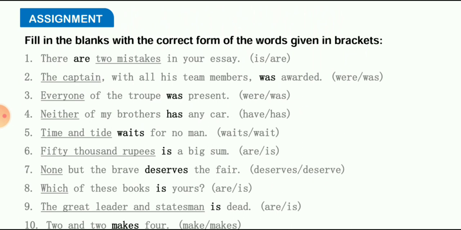Time and tide denotes the same idea, that's why we will use a singular verb. Weights. 50,000 rupees is an amount, so we will use a singular verb, "is". None but the brave deserve. Actually, the brave is plural, but none is singular and is the subject of the sentence, so we will use a singular verb, "deserves". Which of these books is yours. Which is singular and the subject of the sentence, that's why we will use a singular helping verb.